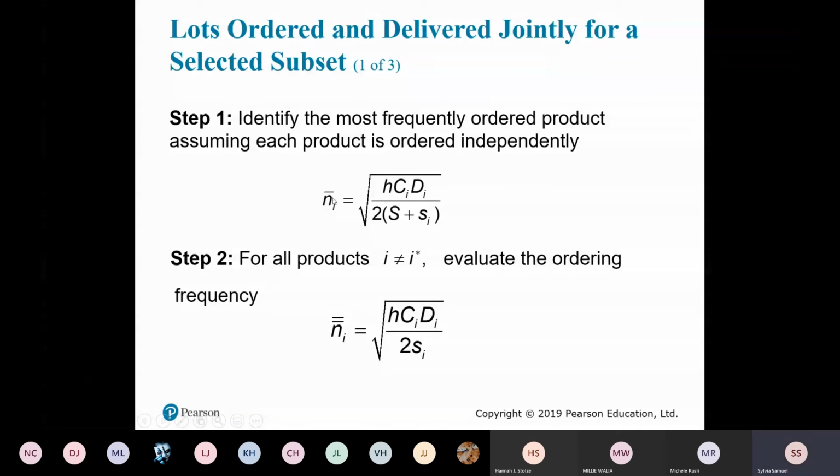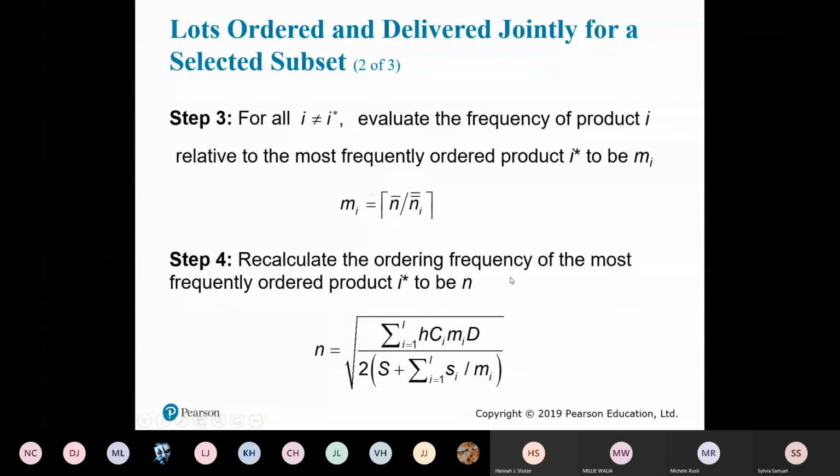So N, most frequently order, okay, holding cost, demands. And then, of course, the total cost, and then plus its models, S_i, okay. And then for all products, evaluate the order frequency. So we need to calculate. And then for all, we can see the Excel, from example 11.6. I will show the Excel.